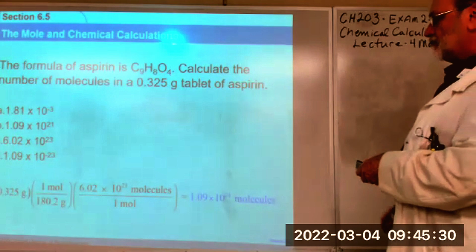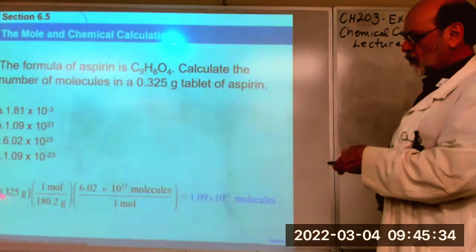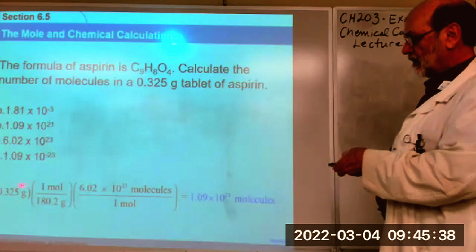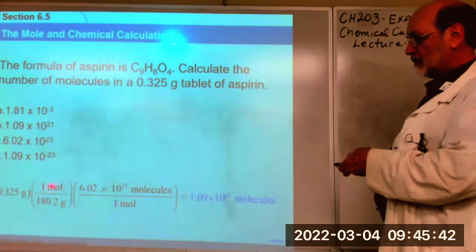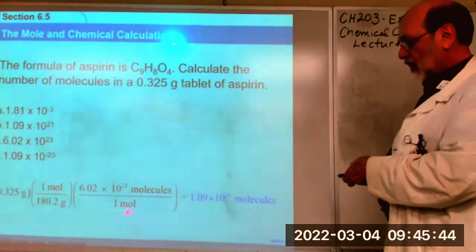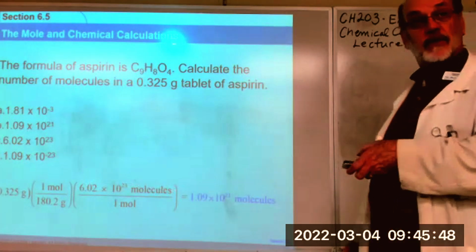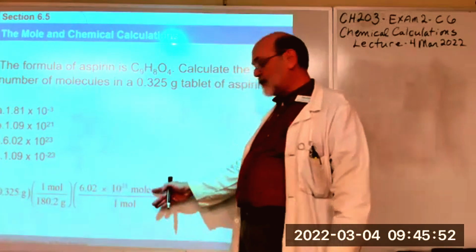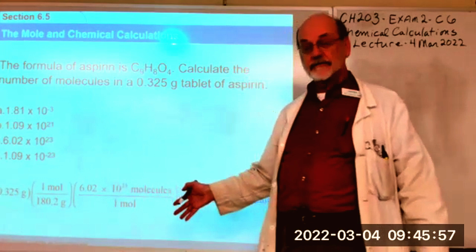Oh, I've already got it here. So we start off with so many grams of aspirin, and then we need the molar mass of aspirin to find out how many moles. And then we convert moles to molecules here, and that tells us molecules. This is Avogadro's number, right? It's a number of things per mole. So it could be molecules, it could be atoms, it could be ions, whatever you need.